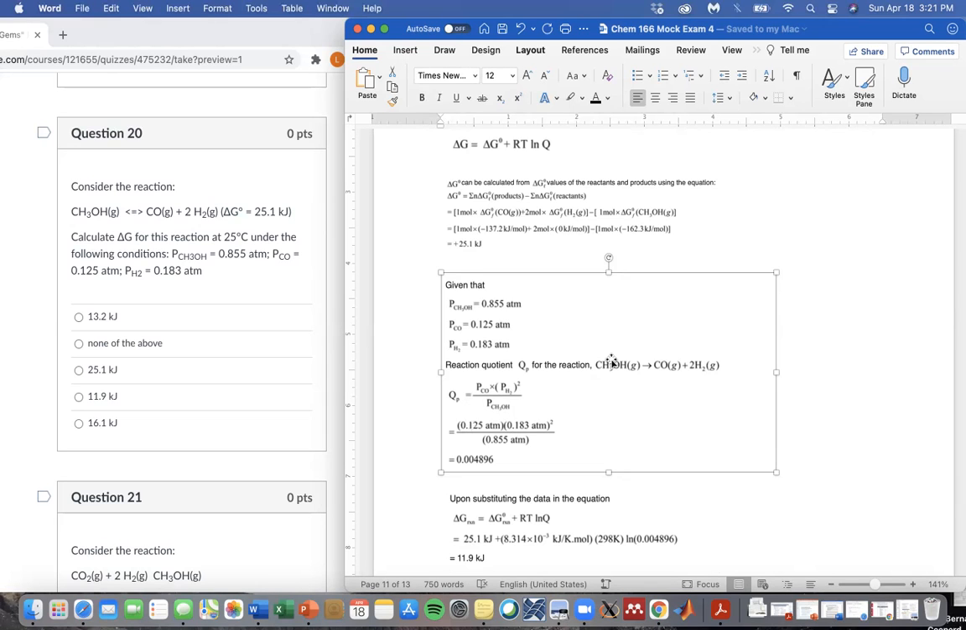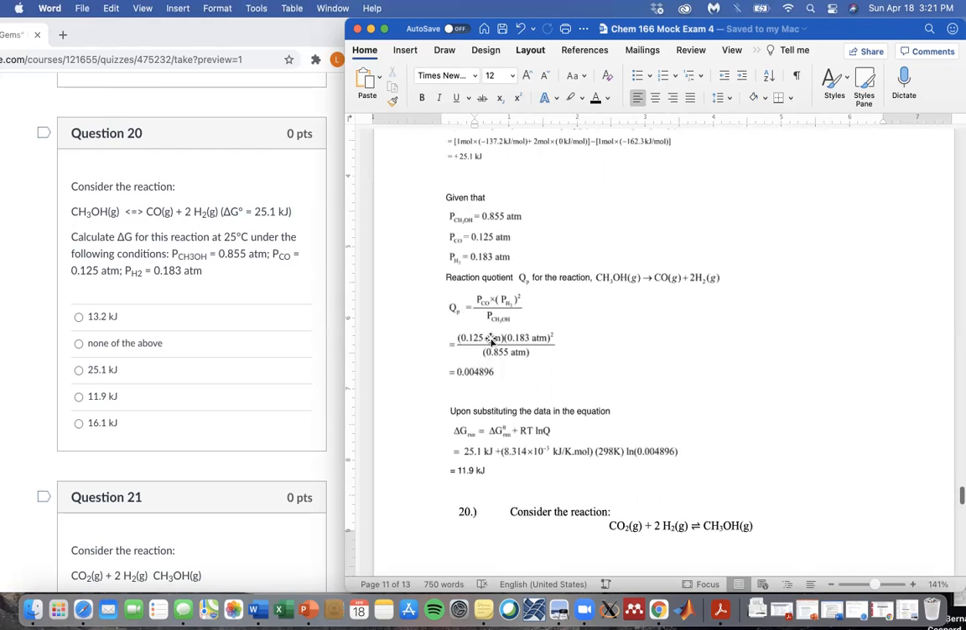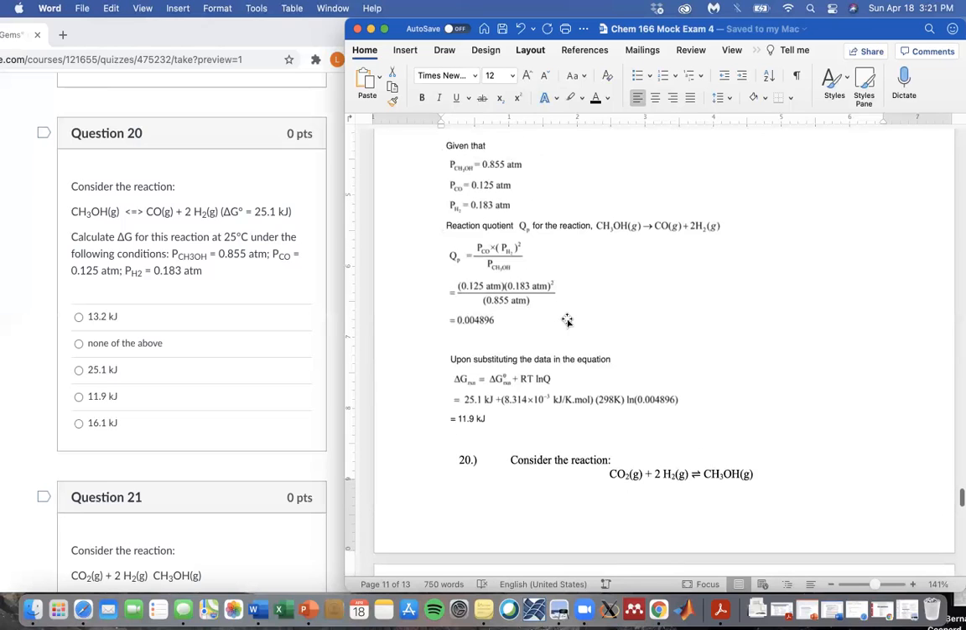And now we have our pressures already, so we can just plug into our equation here. We would plug in the pressure of carbon monoxide, square the pressure of H2 first because of our stoichiometric coefficient, multiply those two together, and divide by the pressure of the CH3OH. When we do that, we get a Q value of 0.004896. So now we have our Q value.